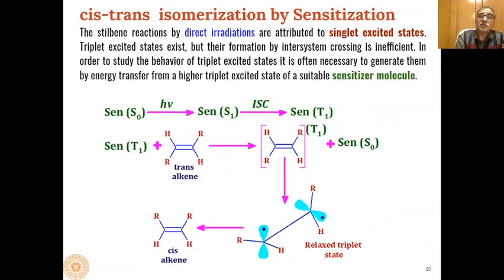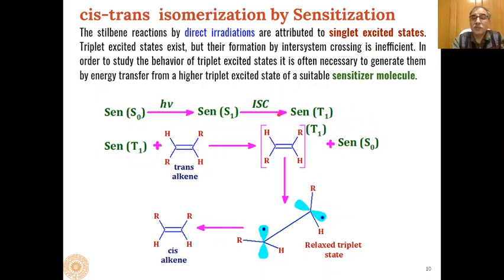Then the second method of cis-trans isomerization is through sensitization. As I have told you, the energy required for intersystem crossing in case of alkenes is very high, and because of that direct irradiation is sometimes not possible. Under those conditions we can use some sensitizer which can convert a singlet excited state into a triplet excited state through intersystem crossing.